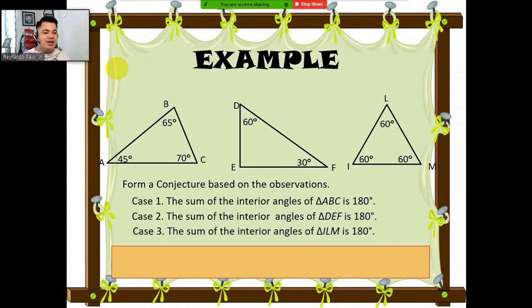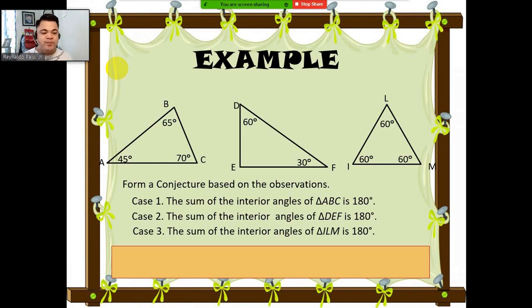Alright? Next, example. Let us analyze the following triangles. We have triangle ABC, triangle DEF, and then triangle ILM. So form a conjecture based on the observations. For case 1, the sum of the interior angles of triangle ABC is 180 degrees. How did we know that it's 180 degrees? Let's add the angles. It's 45 degrees plus 65 degrees plus 70 degrees. So the sum is 180 degrees.